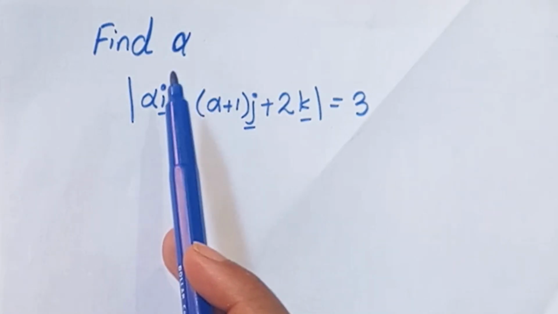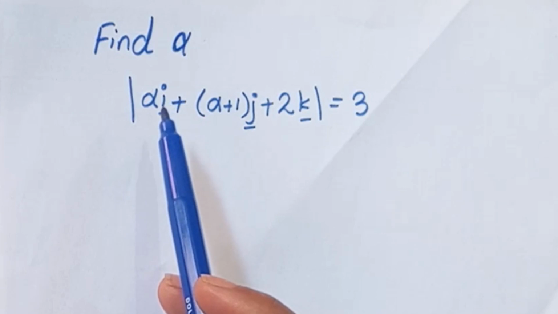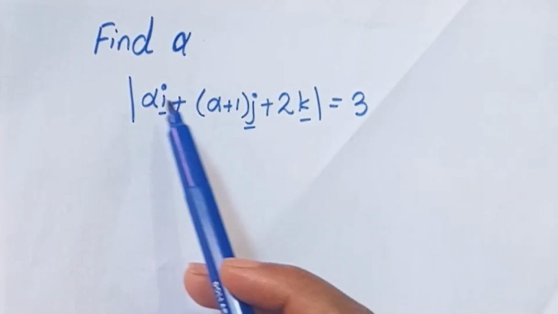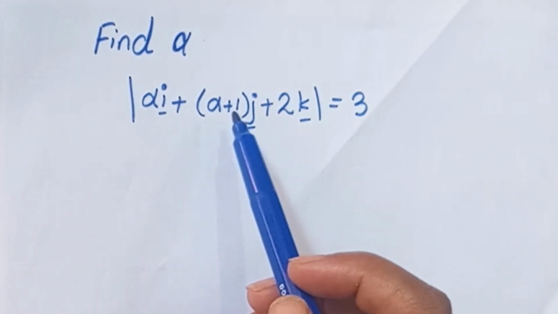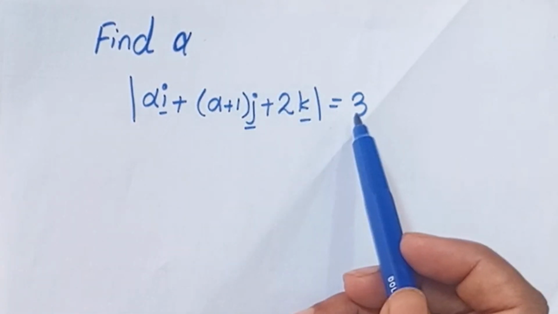Everyone, let's try to solve this question and find the value of alpha. The given expression is the magnitude of alpha i plus (alpha plus 1) j plus 2k. This magnitude is equal to 3.